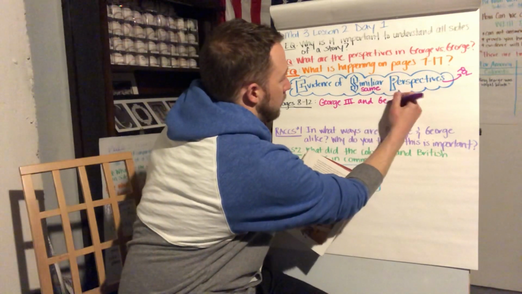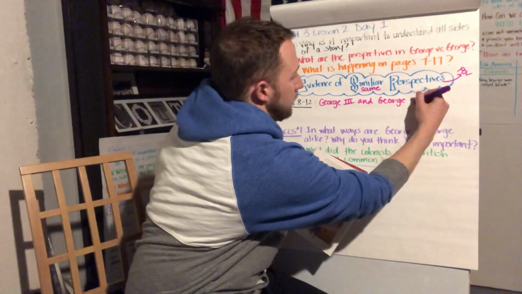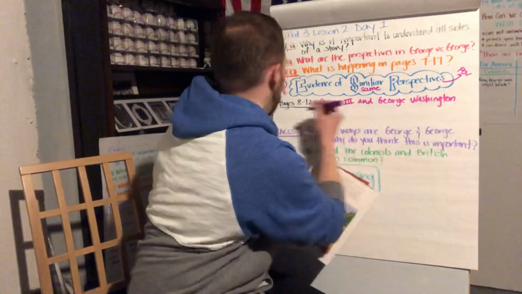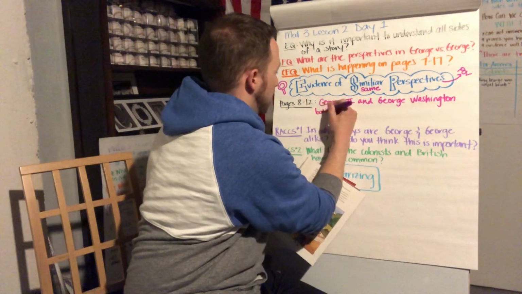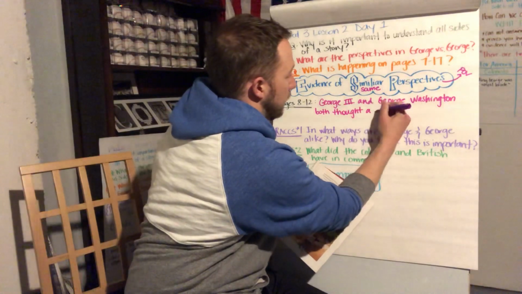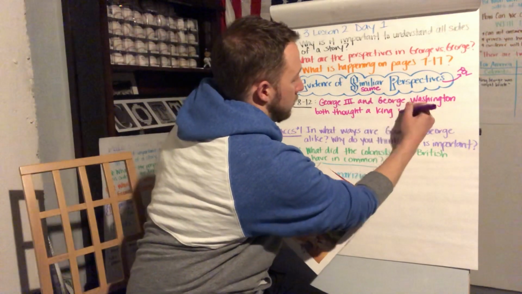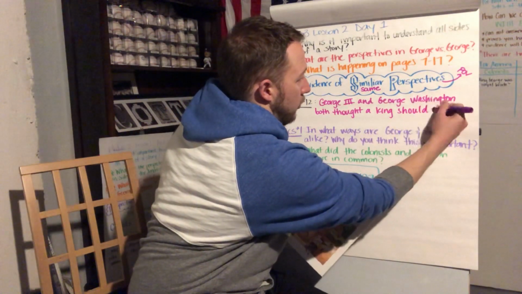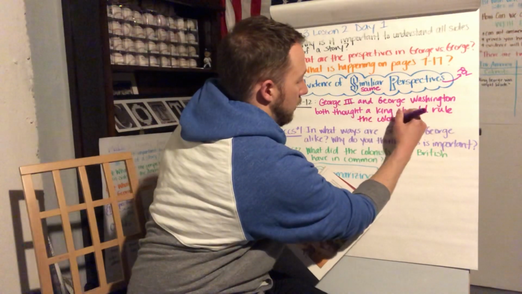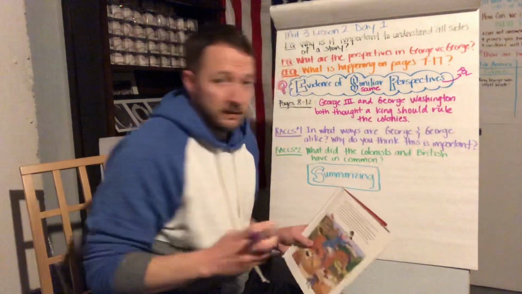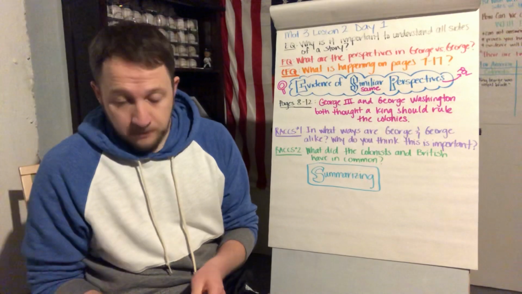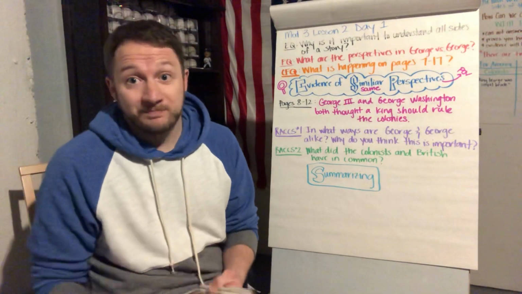So, George the Third and George Washington both thought a king should rule the colonies. And when I read that for the first time, that was a little bit surprising to me too. So if you're finding it surprising as well, you should.